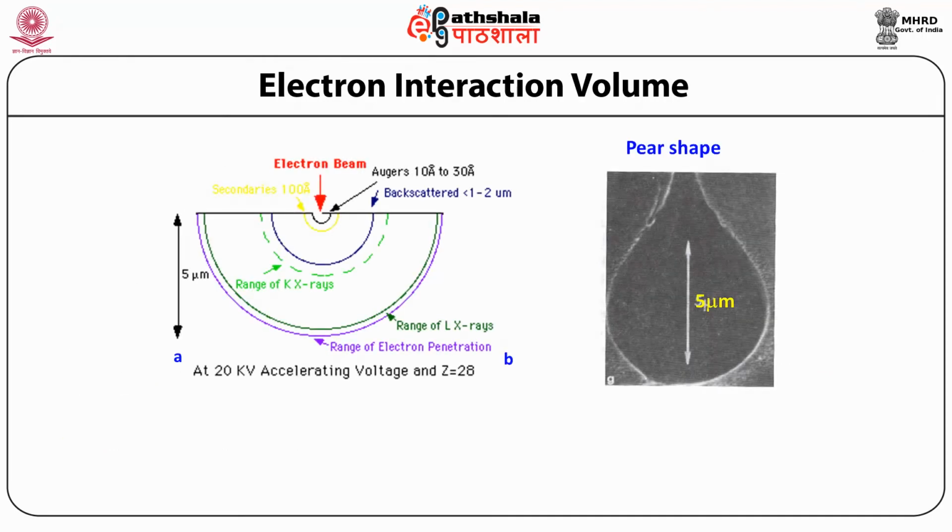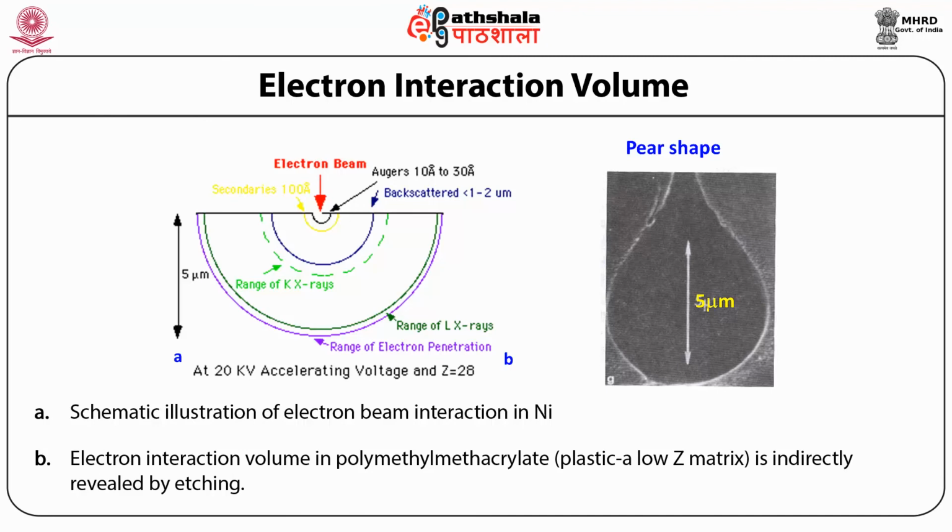So this explains the electron interaction volume, where this figure illustrates how the electron beam interacts in nickel. The electron interaction volume in polymethyl methacrylate, that is, a plastic having a low Z matrix, is indirectly revealed by etching.